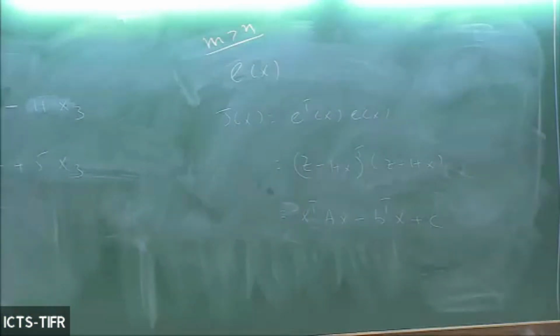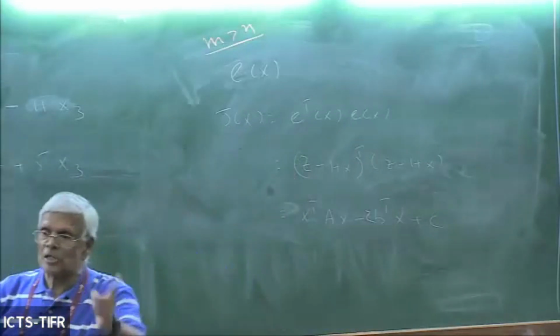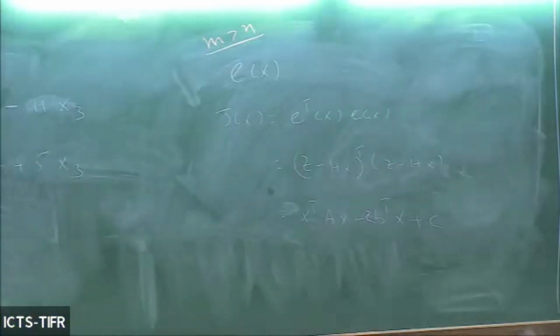What is A? H transpose H. Let me put a 2 here. What is B? B is H transpose Z. What is the letter C? Z transpose Z. You remember that? Come on, guys, we had all three right here. This is x transpose A x. This is b transpose x. That is c. That's a quadratic function.